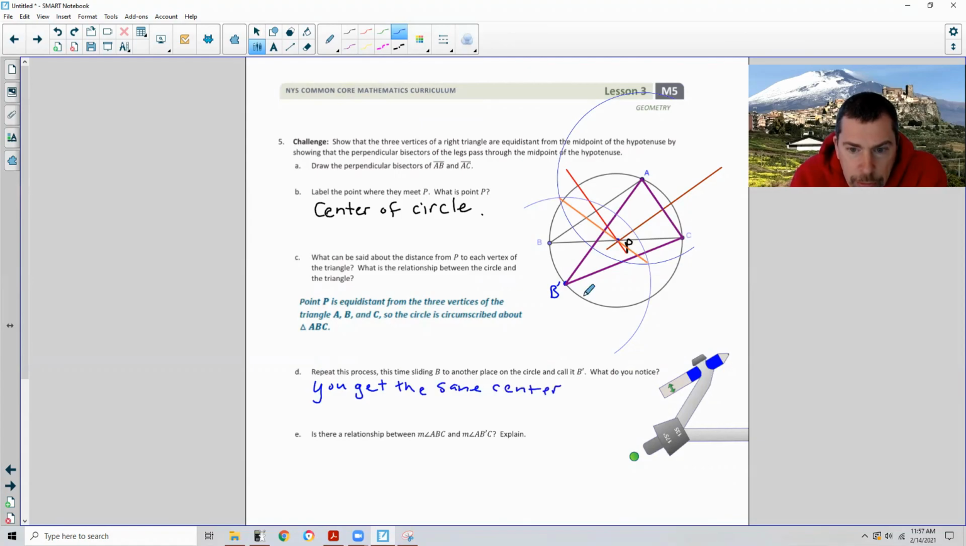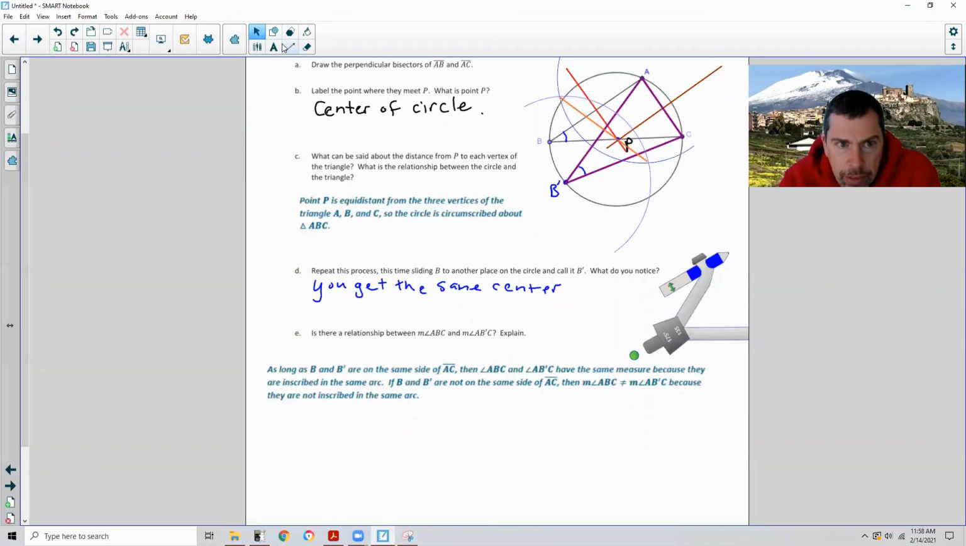So no matter where you move this, wherever the triangle is, as long as all three points are on the circle, in other words, as long as the triangle's inscribed in the circle, then the perpendicular bisectors of the sides of the triangle will intersect at the center of the circle. Is there a relationship between the measure of angle ABC, which is right here, and AB prime C? Is there a relationship? Here's what we say.